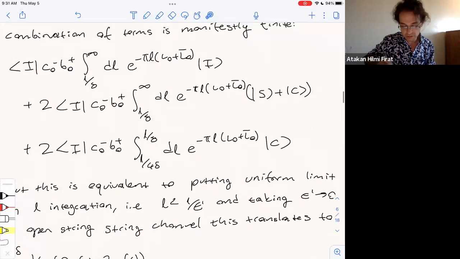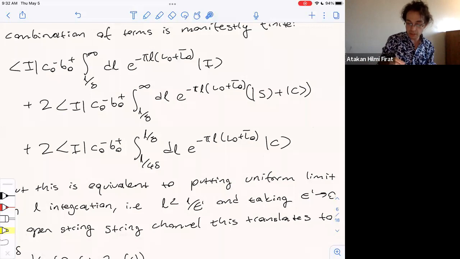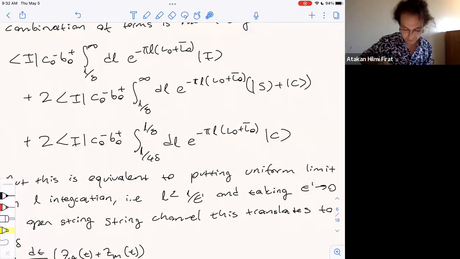But from this, the way we do it is that this is equivalent to putting some uniform limit on the L integration, right? Because here's my term, and I claim that this is finite because of tadpole cancellation. Another way to say it is that I can separate these two terms and put 1/epsilon for this infinity, separate these terms and take epsilon to go to 0, and then they will cancel because of my assumption.